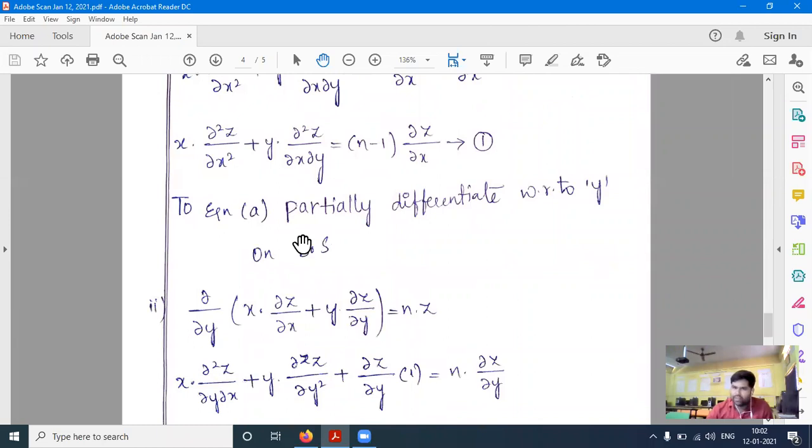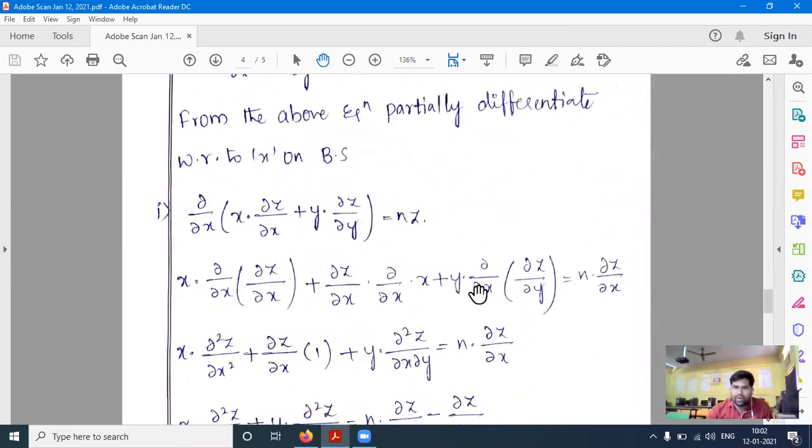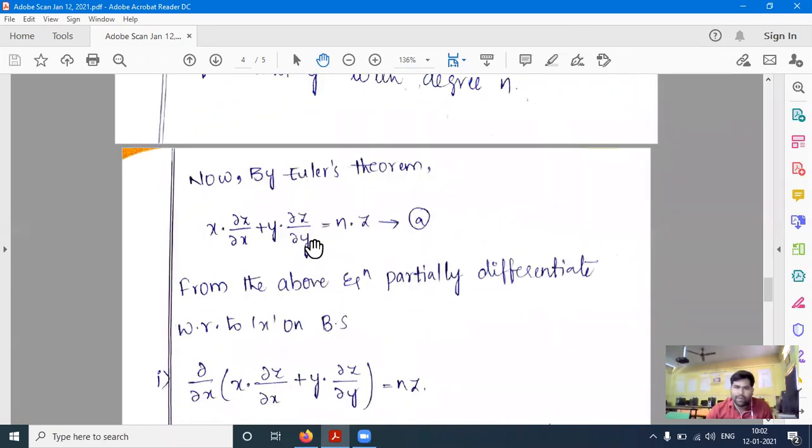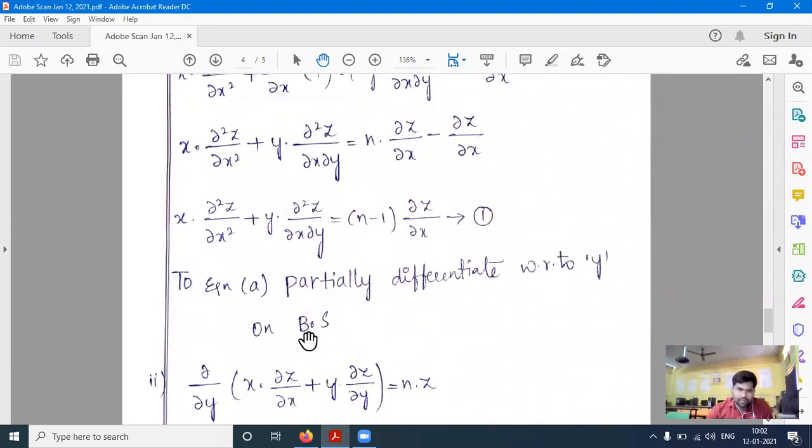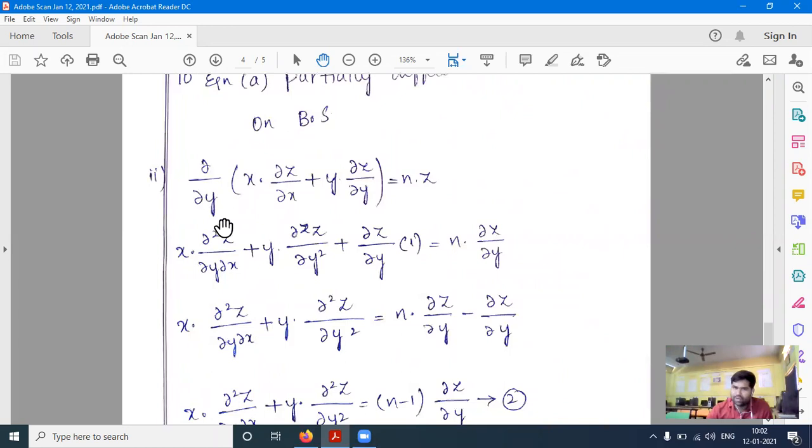Next, equation number A. For this one too, we again partially differentiate with respect to y. So that is the second one, ∂/∂y of x into ∂z/∂x plus y into ∂z/∂y is equal to nz.